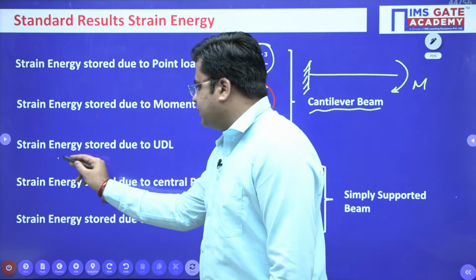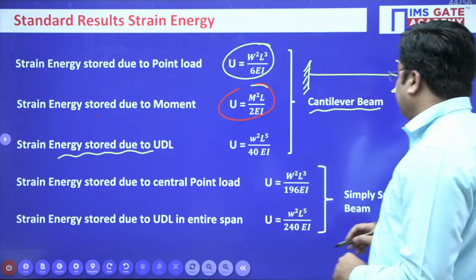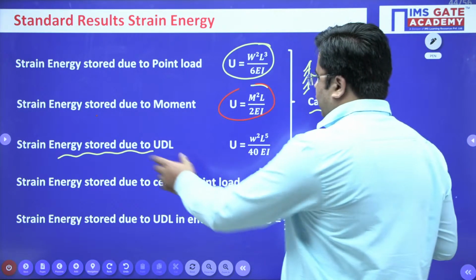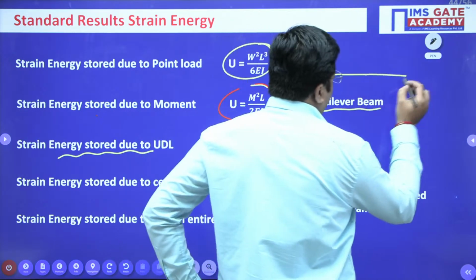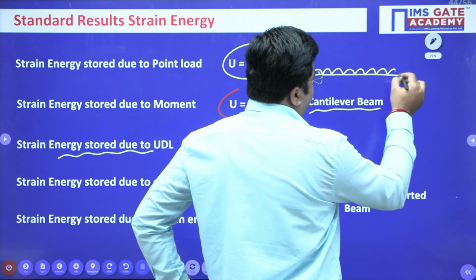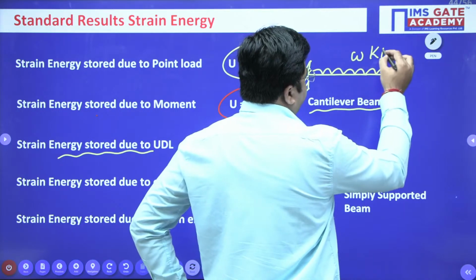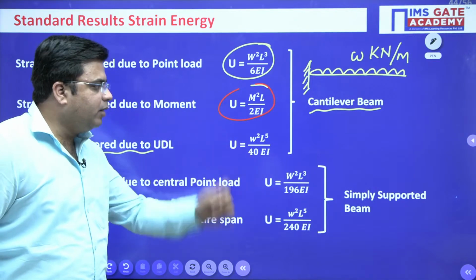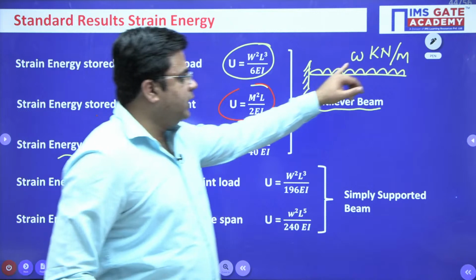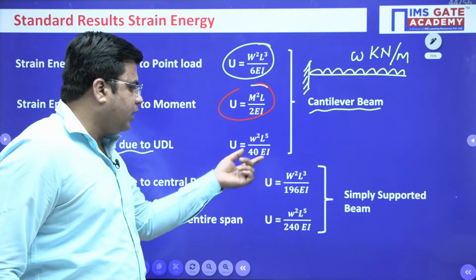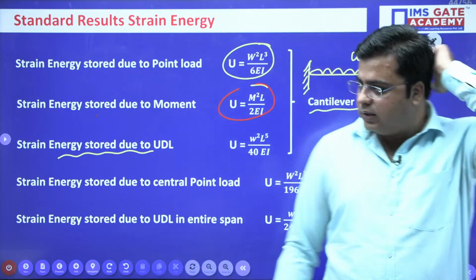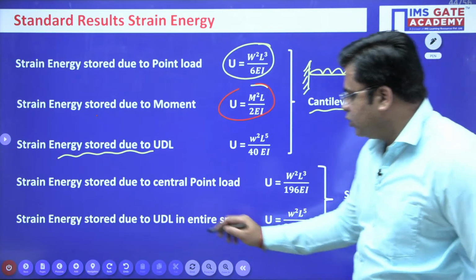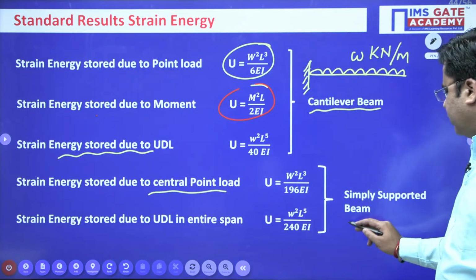Similarly, if there is a UDL acting over this cantilever beam, then the total amount of strain energy stored due to this UDL, which is w kilonewton per meter, is equal to w square L to the power 5 divided by 40 EI, right? So this w is the intensity of loading, L is the length of the member, and EI is your flexural rigidity.